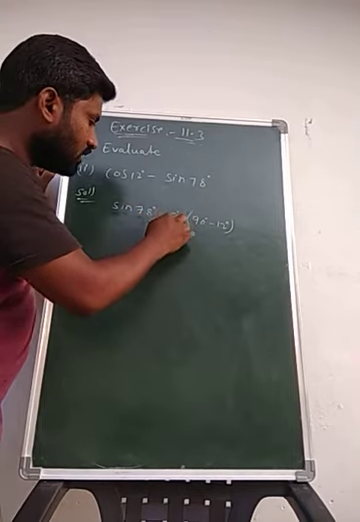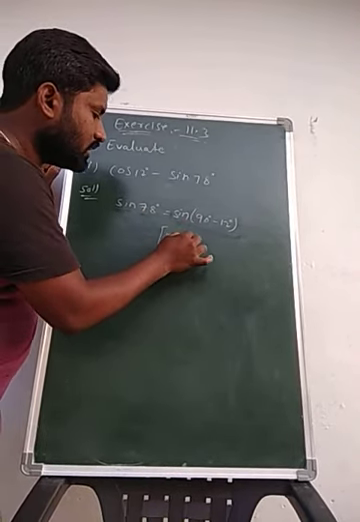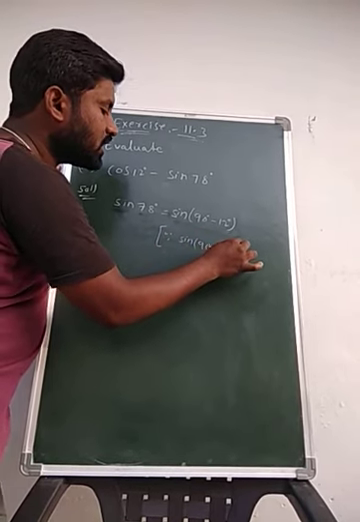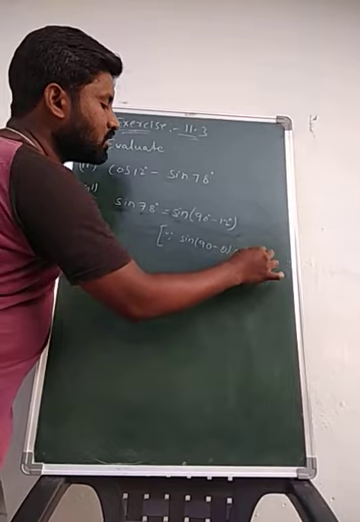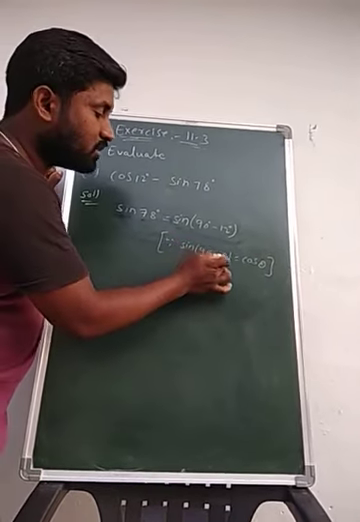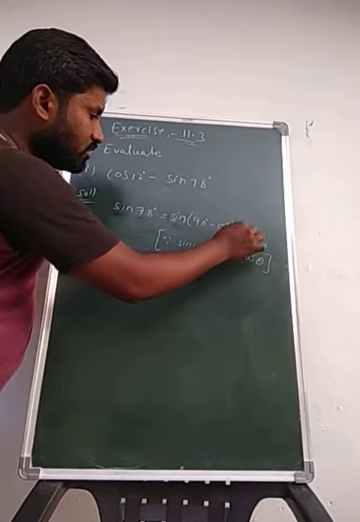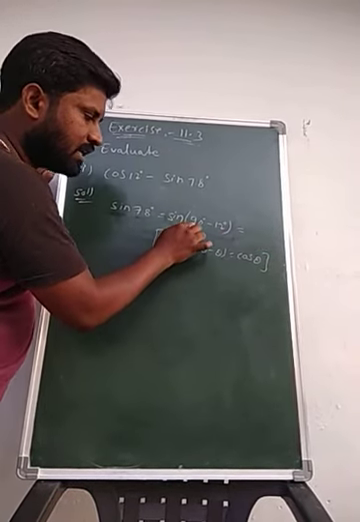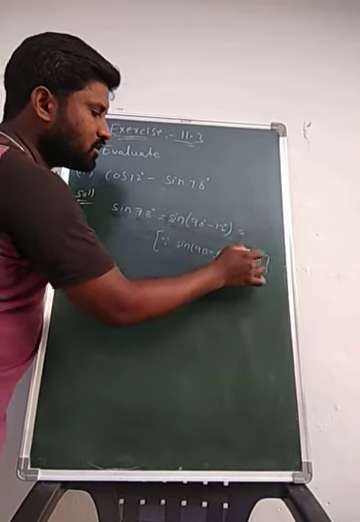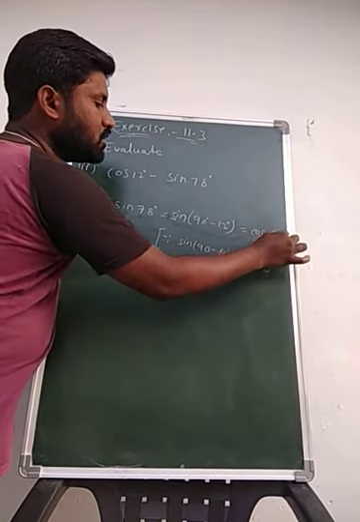But here we get a formula. What is that one? That is sin 90 minus theta is equals to cos theta. Okay, sin 90 minus theta is equals to cos theta. So see here, in sin 90 minus theta, theta is 12. So then we can write it as cos theta, that is cos 12 degrees.